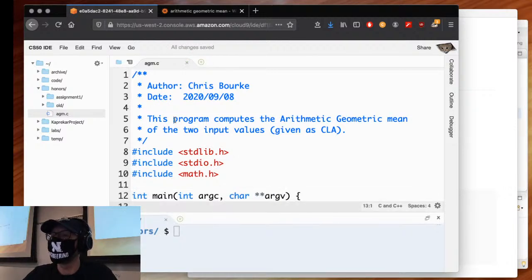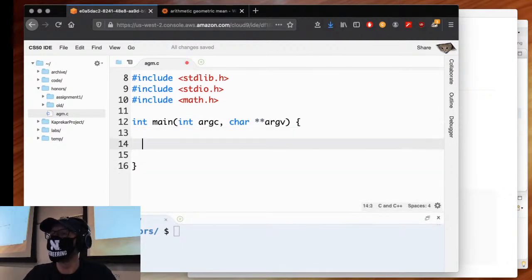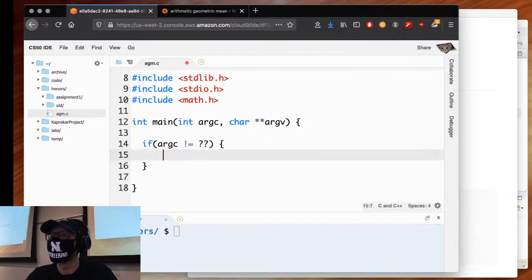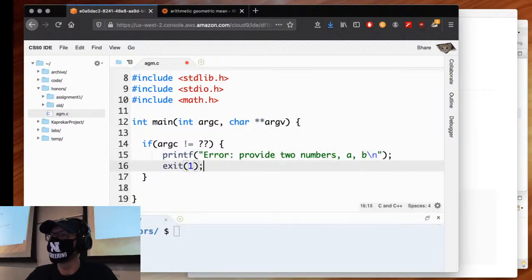So your standard main will accept two values from the command line arguments, A and B. If argc is not equal to something, then we'll go ahead and issue an error message here. Printf error: provide two numbers, A, B. And then we'll quit on them with an error message.